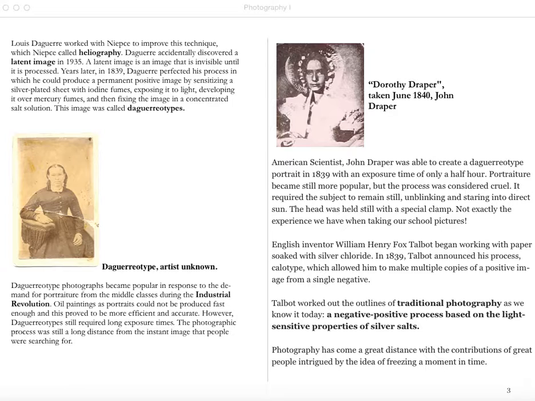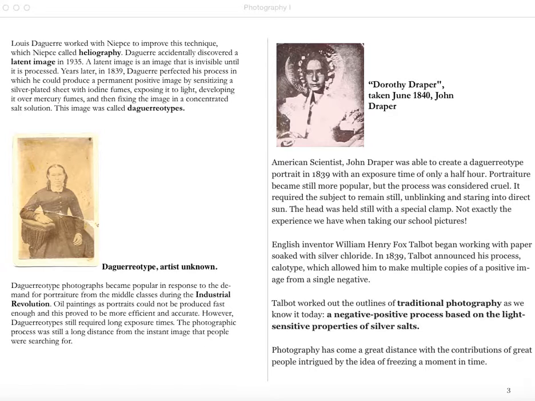Daguerreotype photographs became popular in response to demand for portraiture from the middle classes during the Industrial Revolution. Oil paintings as portraits could not be produced fast enough, and this proved to be more efficient and accurate. However, daguerreotypes still required long exposure times. The photographic process was still a long distance from the instant image that people were searching for.